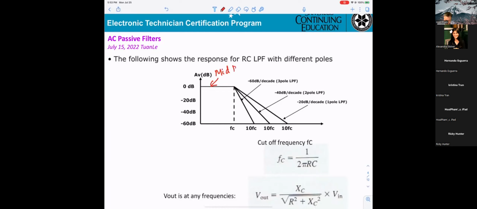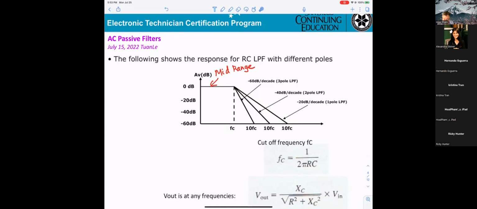Mid-range. Okay, mid-range, that means no loss. Input and output will be the same. That's what they're talking about, 0 dB. Okay, and they show you here, the first one on this one, outside here.